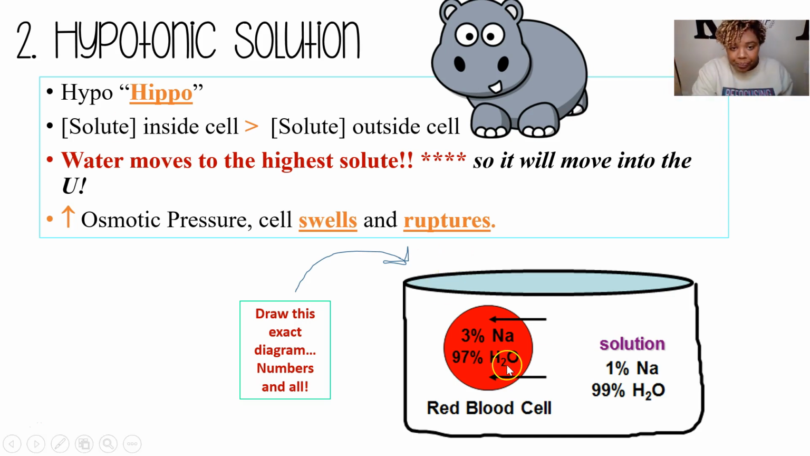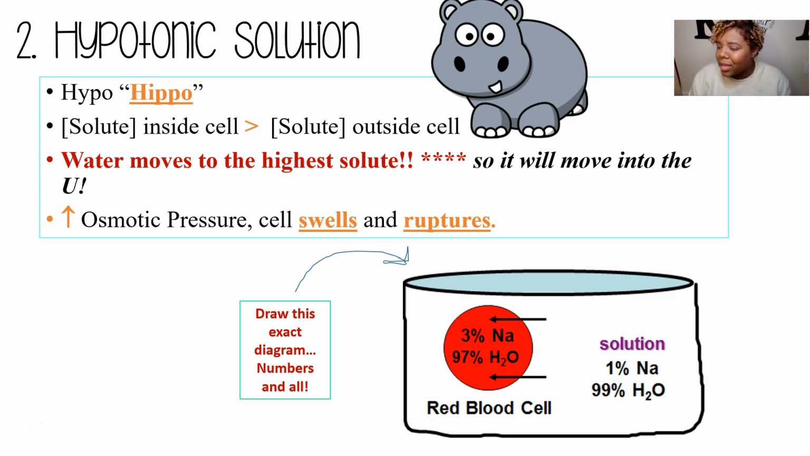So let's look here. This cell has 3% sodium. This one has 1% sodium. Where's water going to move? To the highest solute. So the water, look how much water there is here. Since there's enough water here, water is going to begin to move inside of this cell because there is too much solute there. So when the water moves into the cell, what is the cell going to do? That's right. The cell is going to begin to swell.